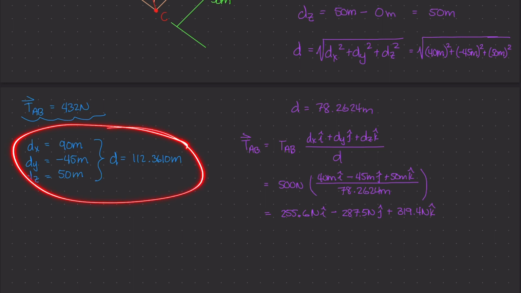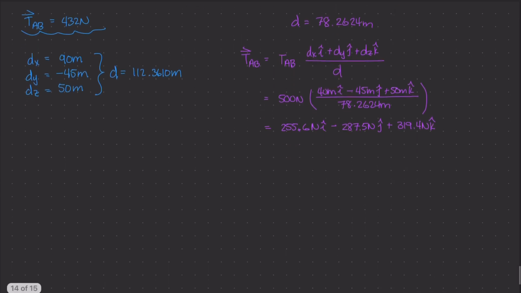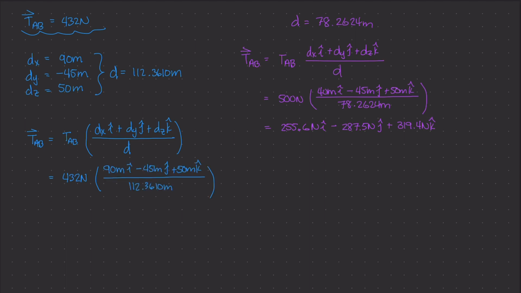These 4 values are enough to figure out what this unit vector lambda is. And so if we represented TAB in that same form, we would get TAB is equal to the scalar quantity of TAB, in this case 432 newtons, times all of that unit vector lambda, just like that. Now, if we plugged in all of the numbers, that would look something like this, where TAB is 432 newtons, and then all those values for dx, dy, and dz.